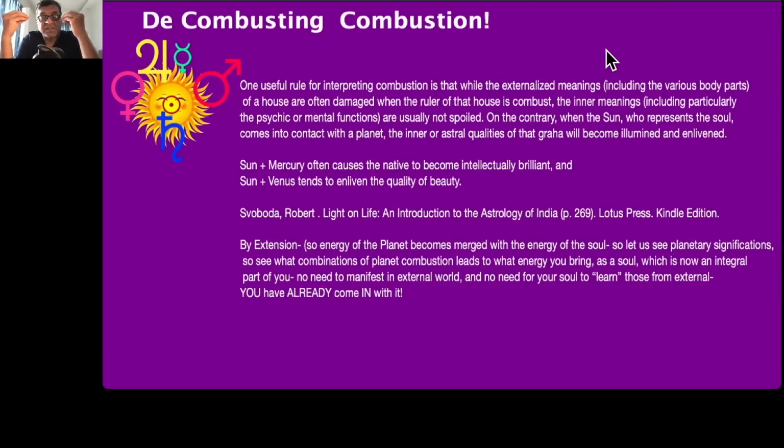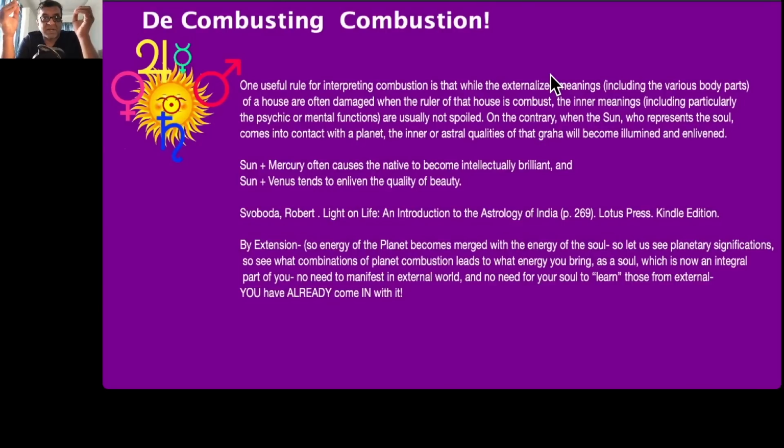The inner meanings, including particularly the psychic or the mental functions, are usually not spoiled. Take note of that. On the contrary, when the sun, who represents the soul, comes into contact with a planet, the inner or the astral qualities of the graha or the planet will become illumined and enlivened. Meaning what? If Venus is combust, all the qualities of Venus now are in your soul. It is coming through your soul. It may not manifest in physical reality. Probably you have to bring the energies of that planet into focus in whatever you are going to do in the world.